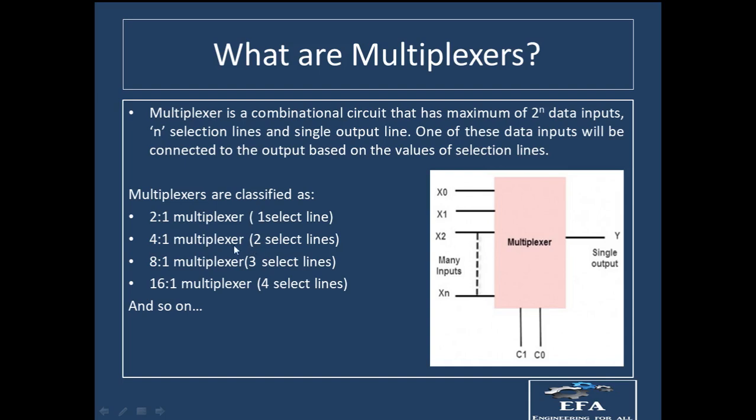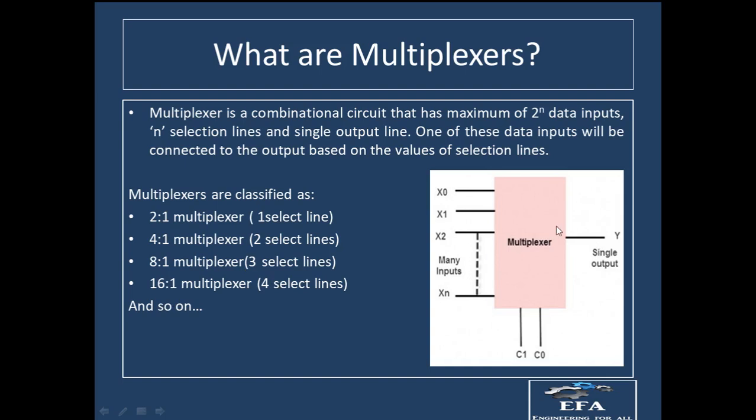So we can say if we are having 4 number of input lines, for that we need to have 2 number of select lines. Similarly, if you are having 8 is to 1 multiplexer, in this case 8 can be written as 2 power 3. So 3 is in the power of 2, right? So 3 number of select lines are required. Similarly, for 16 is to 1 we need 4 number of select lines, and so on. For 32 we need 5, and so on.